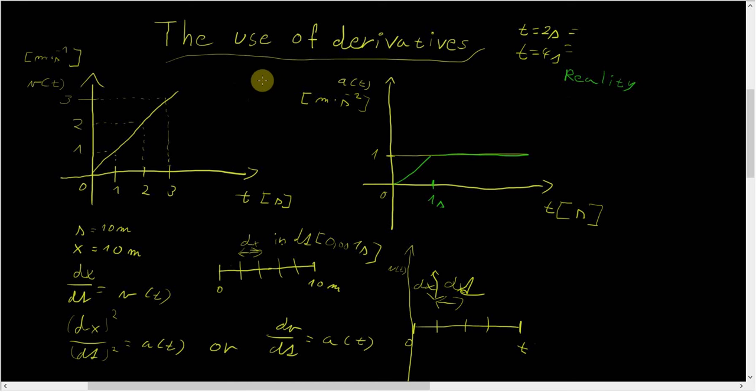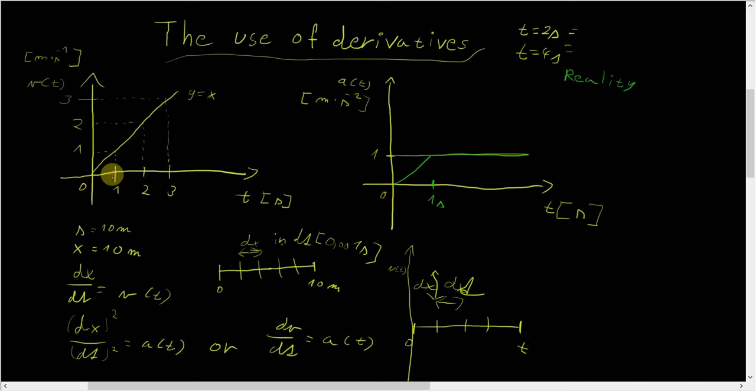Hello, today I'm going to be speaking about the use of derivatives. We use derivatives when we want to know the instantaneous speed at a given point. So let's say we have a car traveling at a constant speed of 1 meter per second, which is kind of equivalent to saying it's a linear function with this sort of formula.